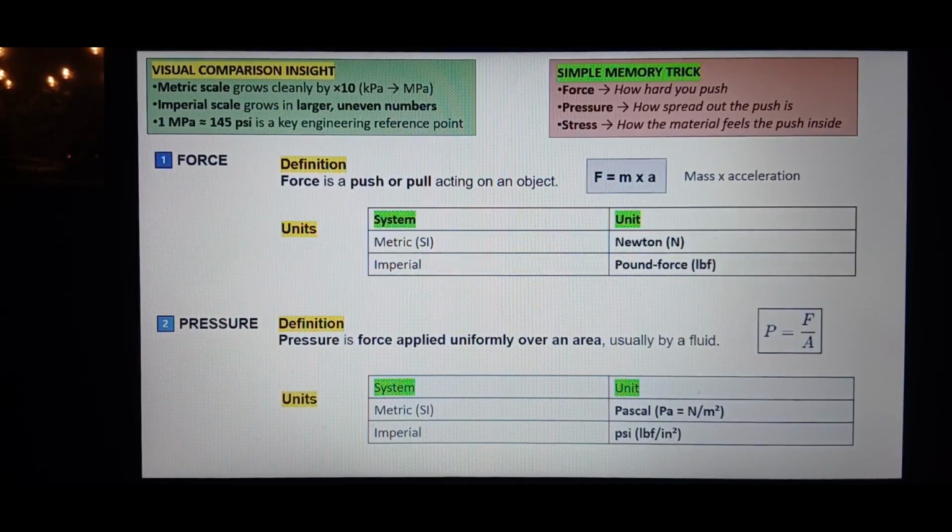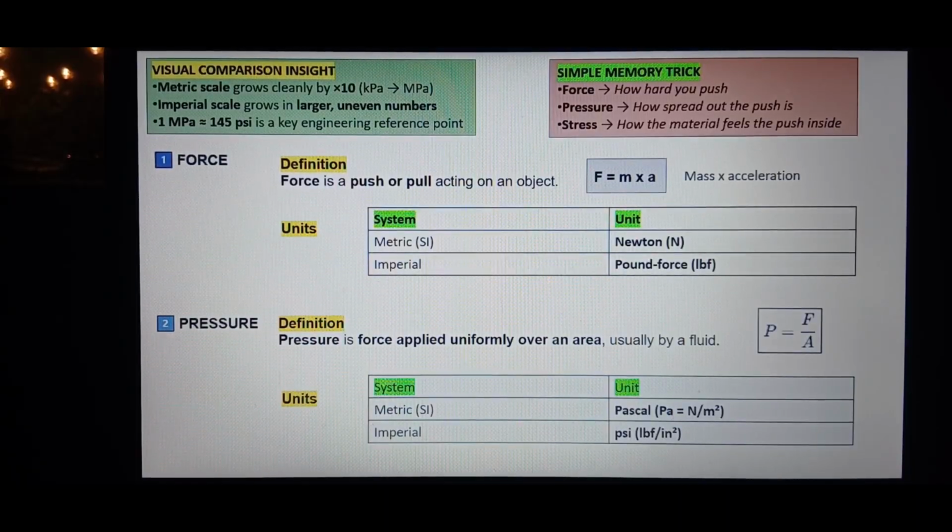Just a simple memory trick for you to remember: force is how hard you push. Pressure is how spread out the push is. Stress is how the material feels the push inside.